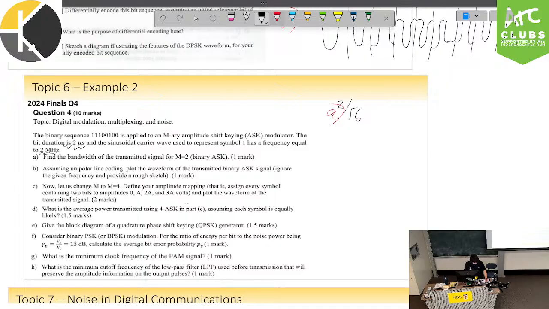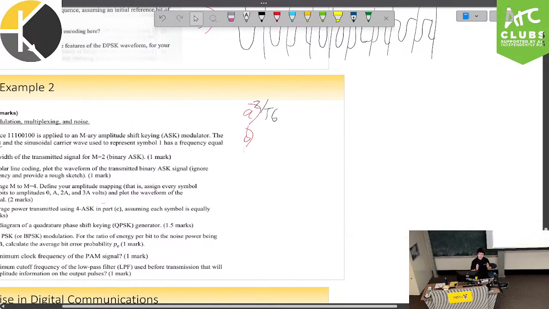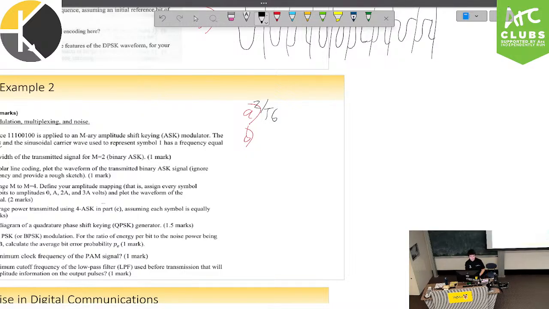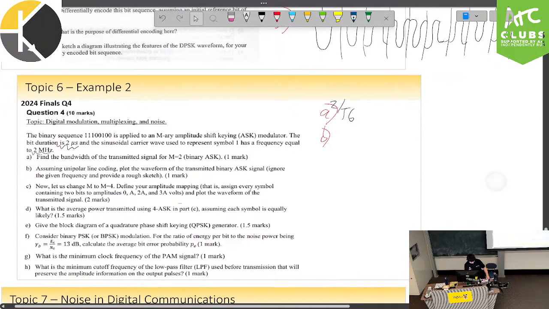So, part B, we're going to change M from 2 to 4, and now we're going to define our amplitudes with a mapping. This is a question that builds up and gives us more information along the way. Remember, M equals 4, so we're going to need 4 levels, and we're using amplitude keying. So we're going to determine the amplitudes. Does it also want us to, yes, it wants us to plot the waveforms.